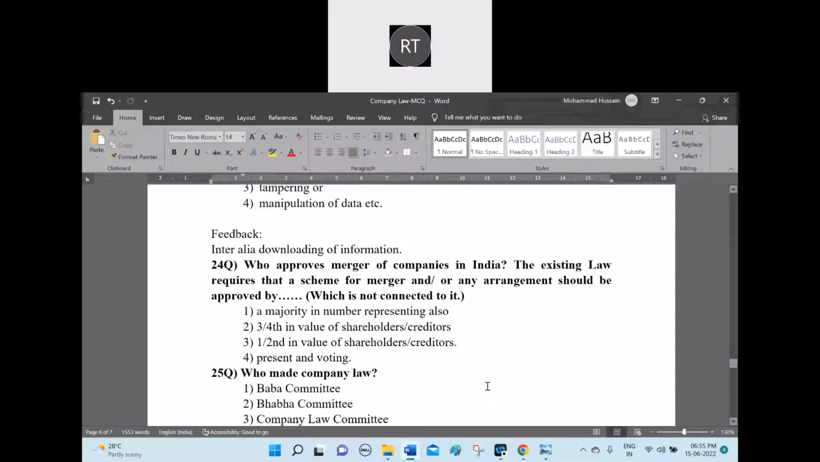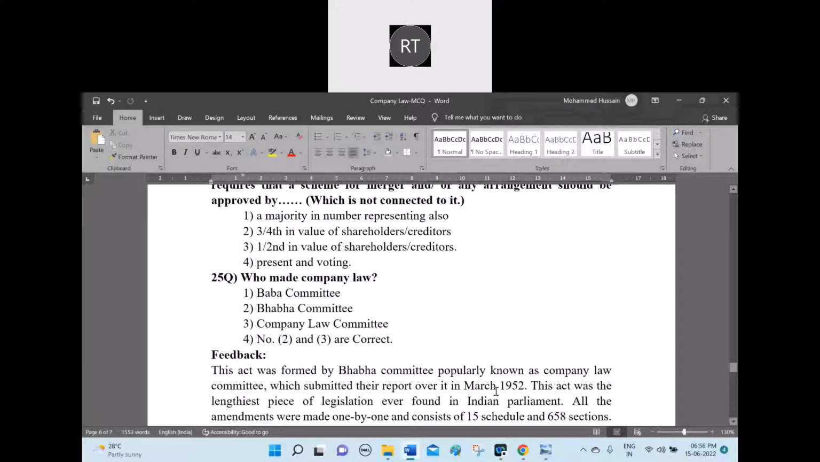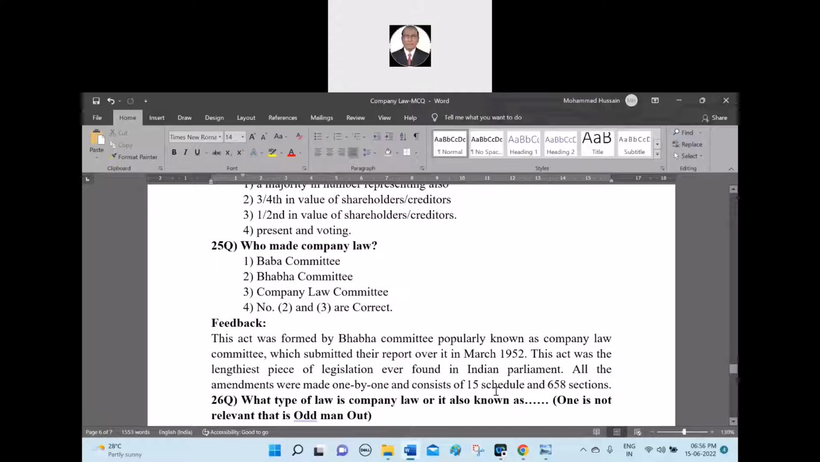Who made company law? Number one, Baba Committee. Number two, Bahaba Committee. Number three, Company Law Committee. Number four, number two and number three correct. I give the hint to you: the Baba Committee is also known as the Company Law Committee. This act was formed with the Baba Committee, popularly known as the Company Law Committee, which submitted the report in March 1952. Supplementary question: when they submitted it, March 1952.